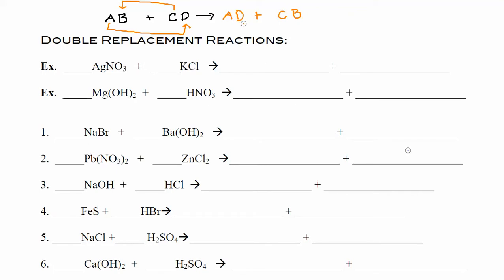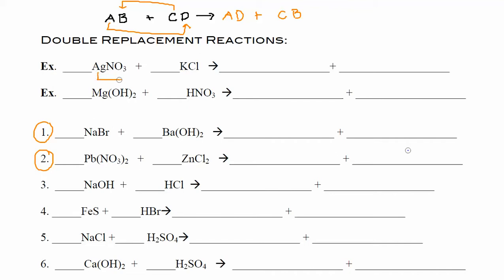So I'm going to do the first two example problems for you, and then you are going to do number 1 and number 2 for homework without my help. So this will be your homework. I will first do the first two example problems for you. So for this problem, I've got two different compounds, so I know it's going to be a double replacement reaction.